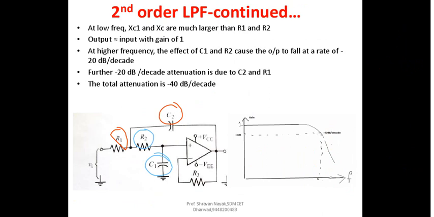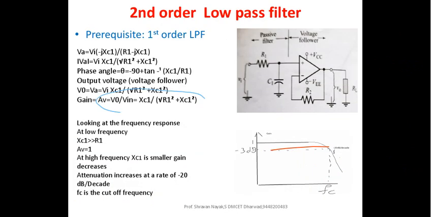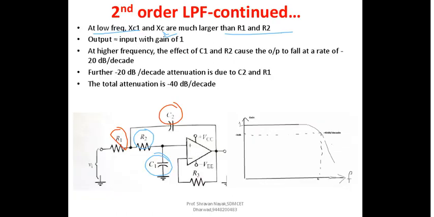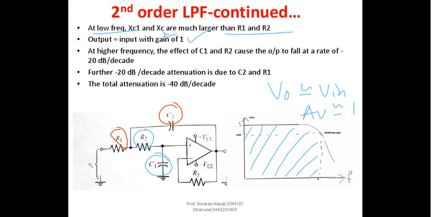At low frequencies, the Xc1 and Xc2 are much larger than R1 and R2. Again, look at the previous expression you have taken for the gain. So when your Xc1 and Xc2 are much larger than R1 and R2, the output will become almost equal to the input with a gain equal to 1. So whatever the input signals you have, they are passed through the filter circuit without any attenuation. That means the signals of lower frequency are going to be passed, and you would have the pass band here, right?